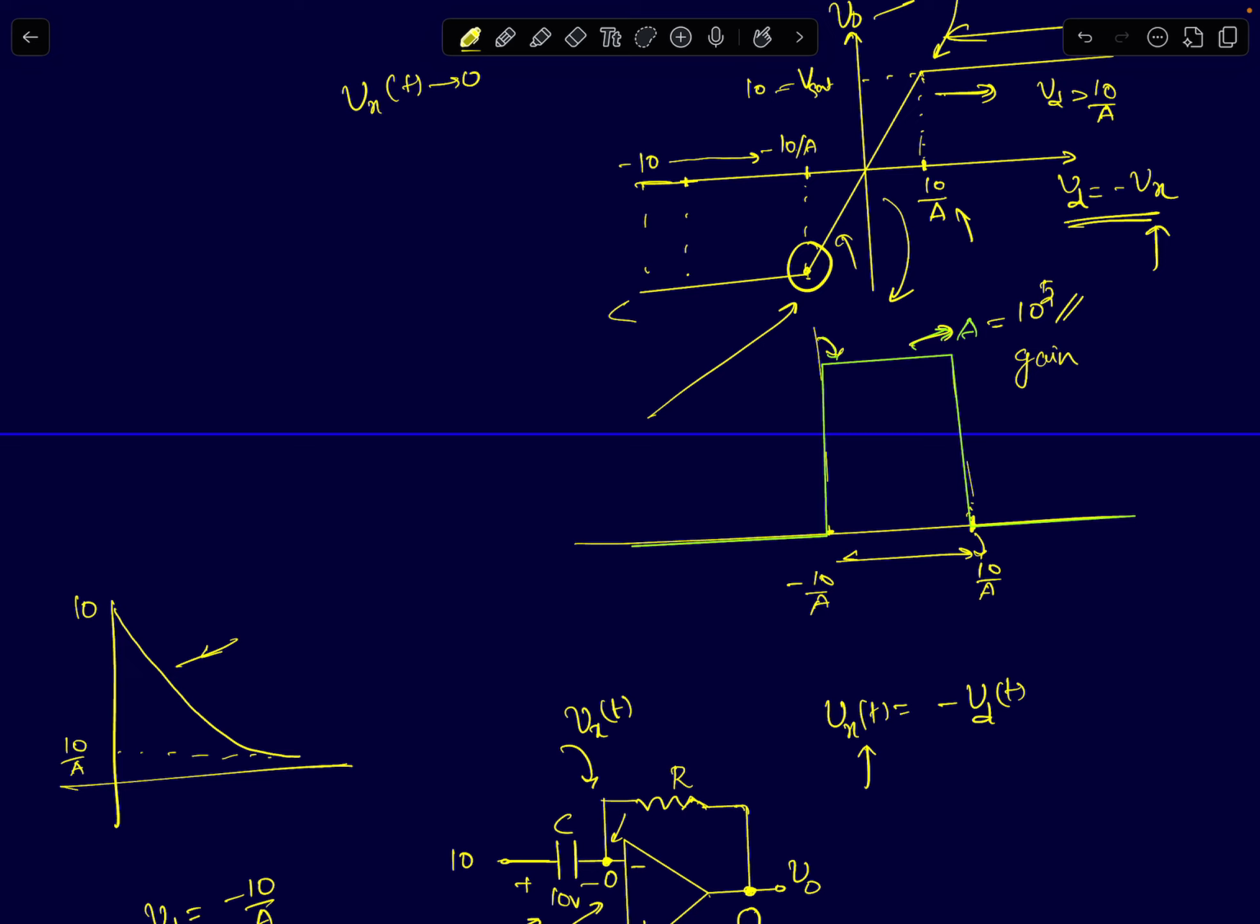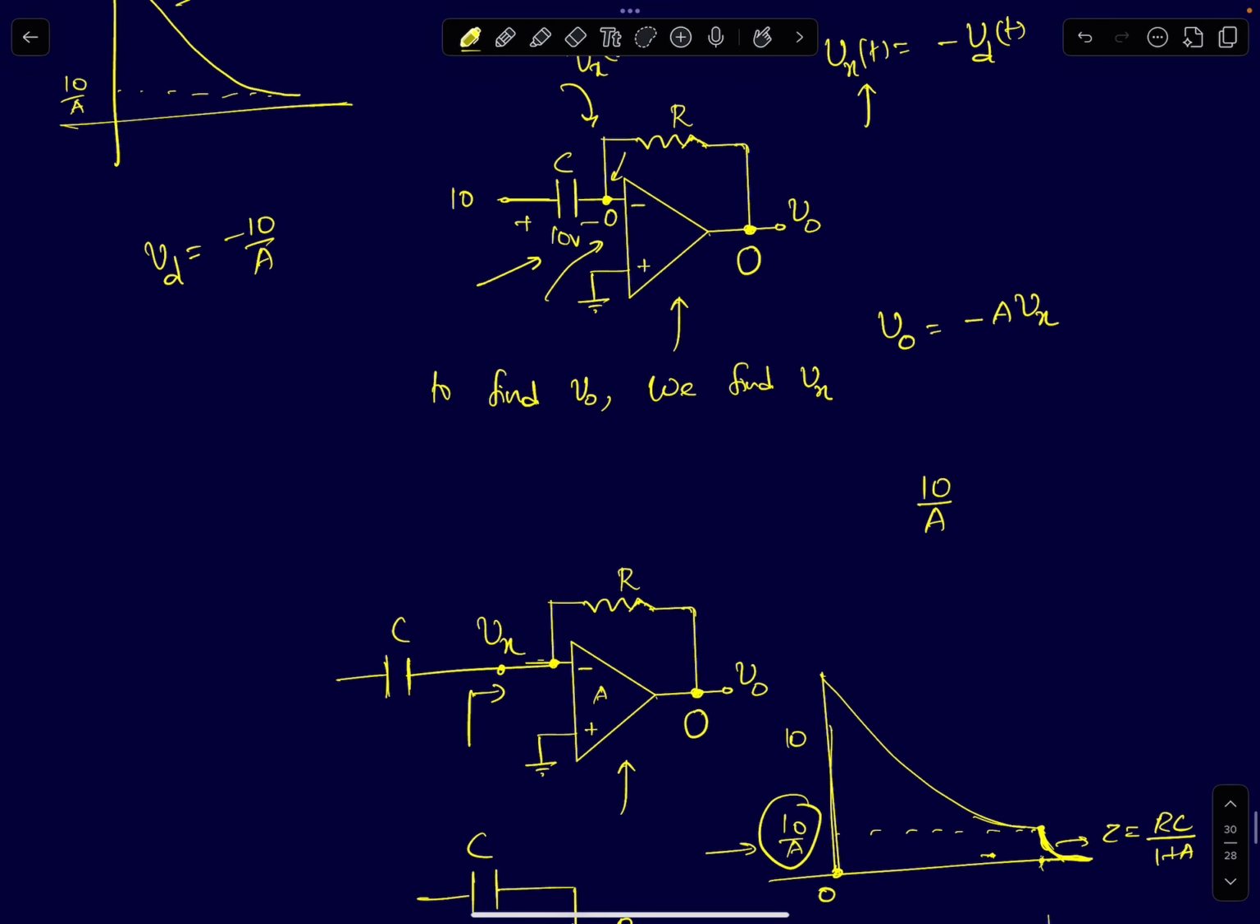Now the moment your differential input becomes less than minus 10 by A, you are in the high gain region of the op amp. You are in the very high gain region of the op amp. What happens in this region? To analyze the circuit, now I can replace the op amp with a gain of A. In this region I can replace the op amp with a finite gain.